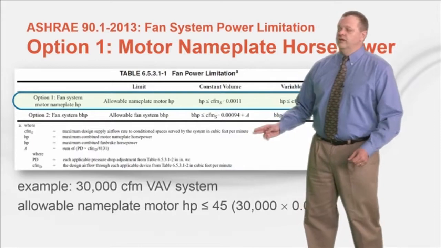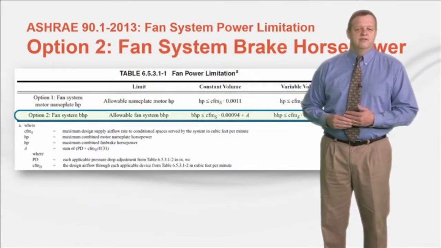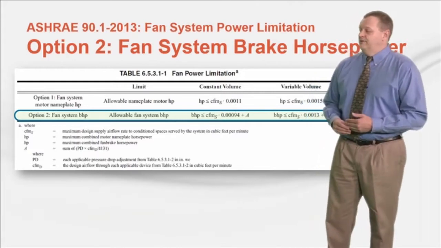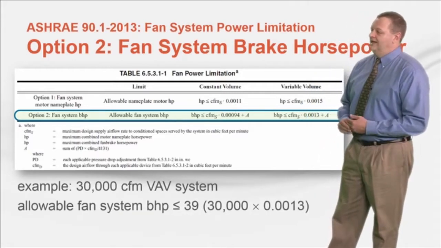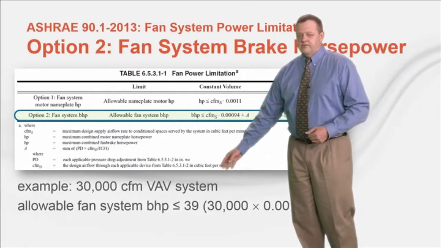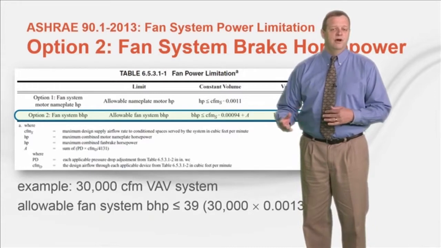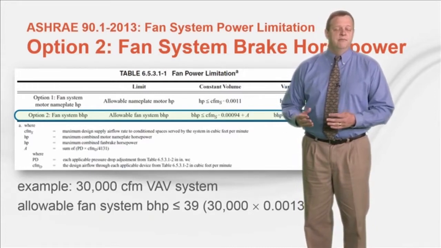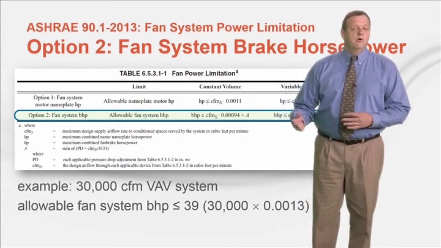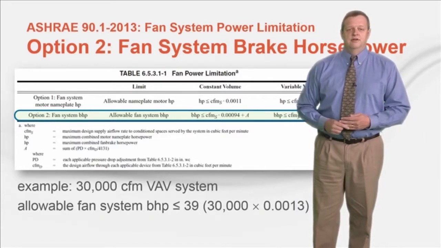Now, Option 2 is based on the input power of the shaft, or brake horsepower. For the same example of VAV system, the total allowable fan system brake horsepower is 39. Now, this is less than the 45 nameplate horsepower allowed by Option 1, which may allow for any belt or drive losses, motor inefficiency, or safety factor in motor selection when using Option 1.